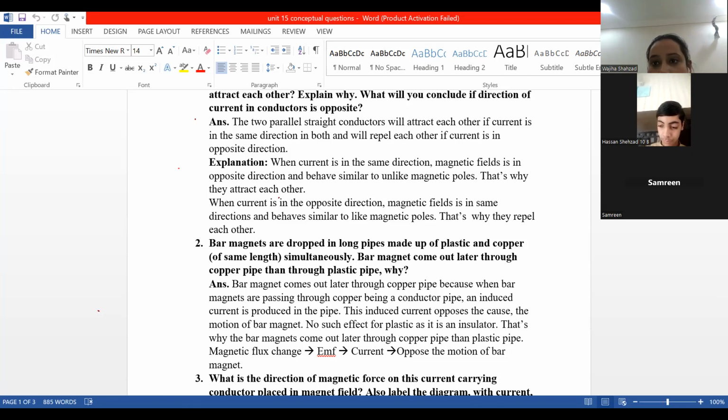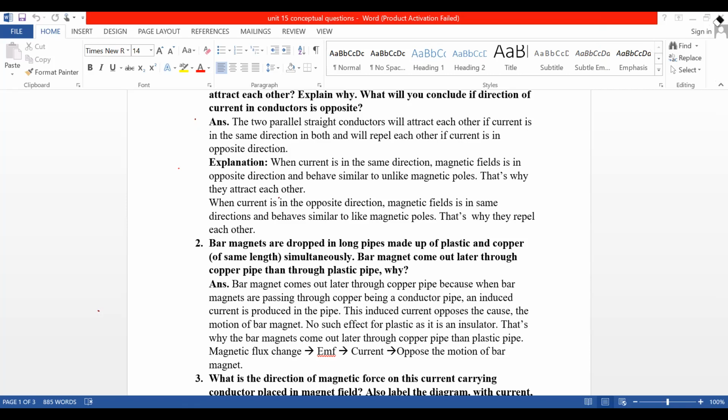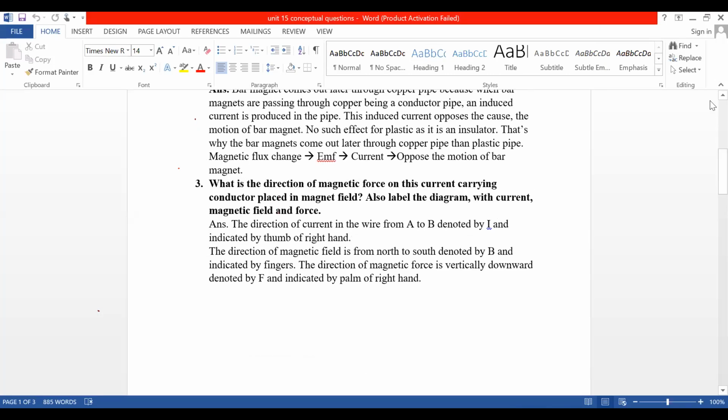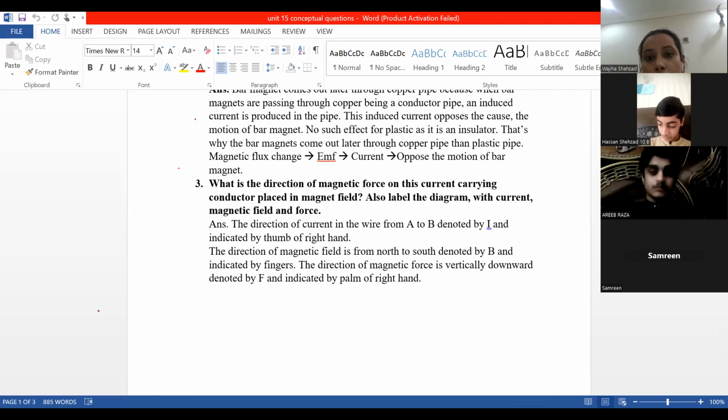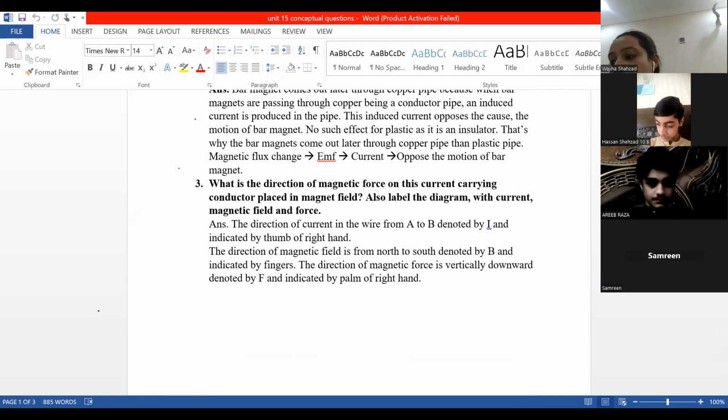Okay, the next question. The third one is, what is the direction of magnetic force on this current carrying conductor placed in a magnetic field? Also label the diagram with current, magnetic field, and force. Okay, boys, take out your books.